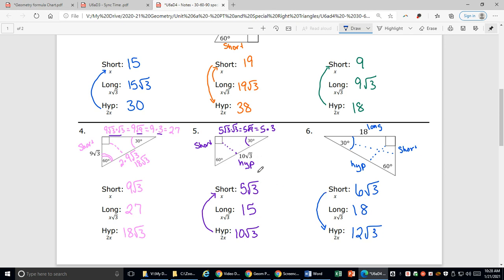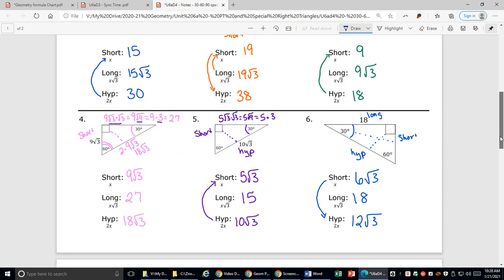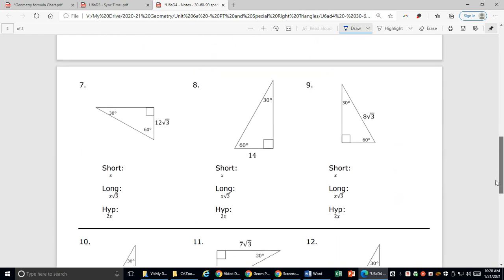So you have to look at which pattern you're looking at. Is my square root of 3 on the short leg and the hypotenuse, or is my square root of 3 where it belongs on the long leg? That's going to determine which type of problem you're going to be doing. Okay?